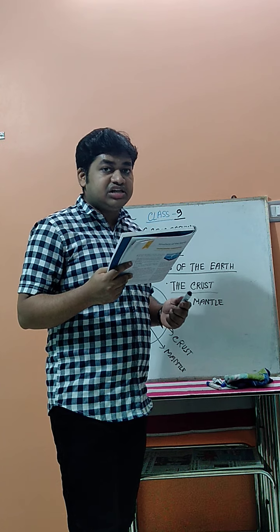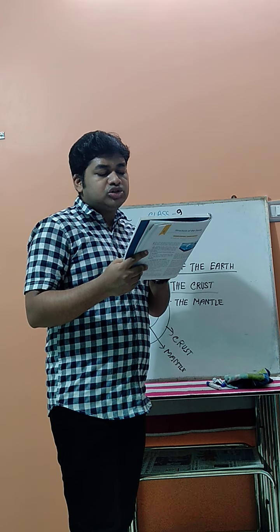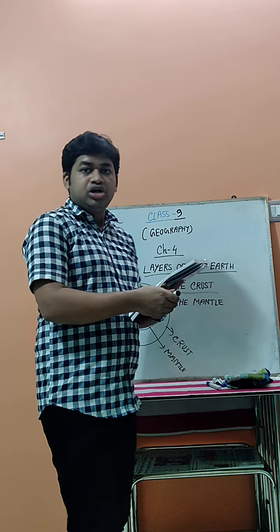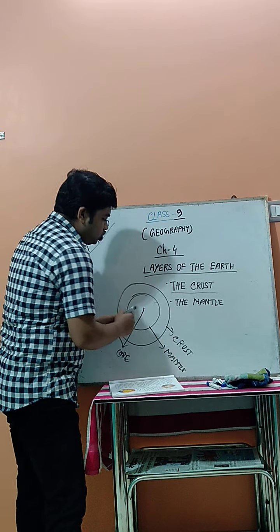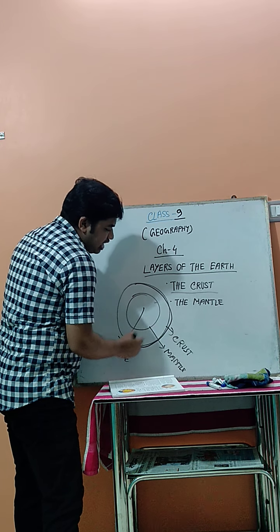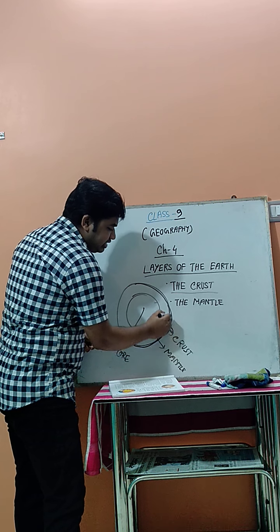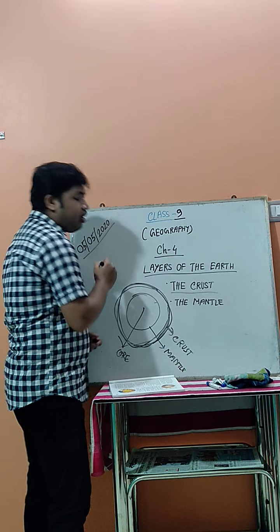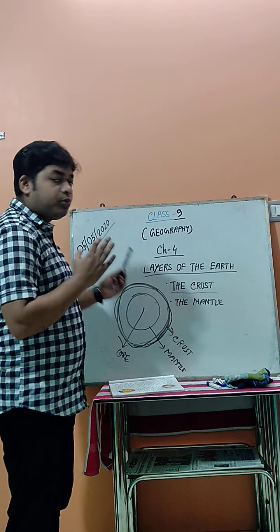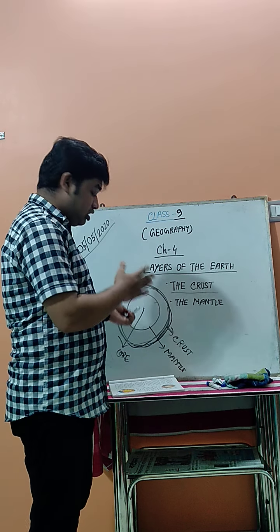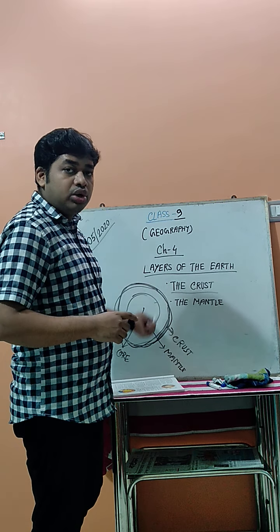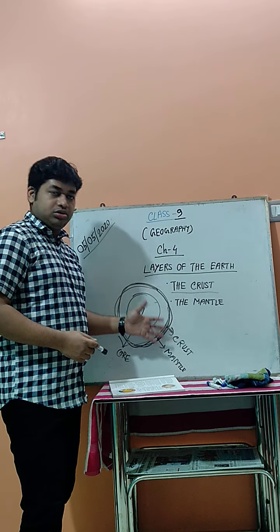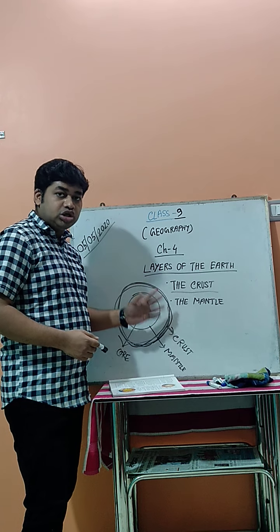So what is the first characteristic of the crust? The crust is the outermost solid layer of the earth and it is called the lithosphere or the rocky crust. You understand that? The outermost portion of the earth surface is known as the earth crust. Another name of this earth crust is lithosphere also.